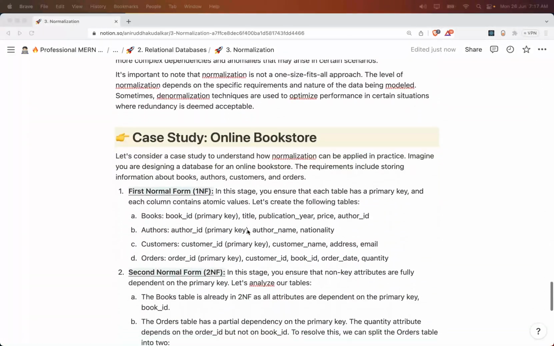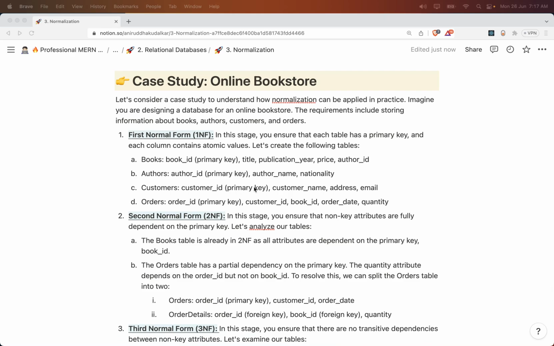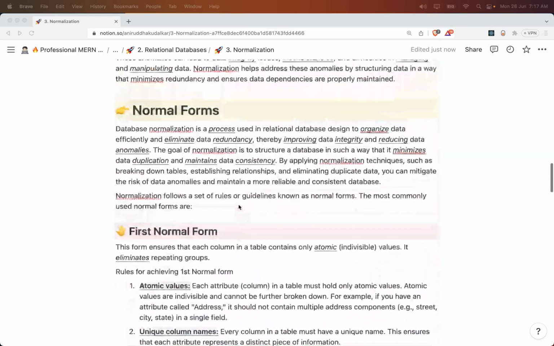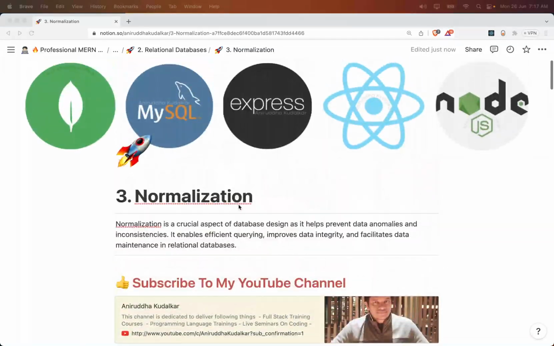Then we will conclude this chapter by working with one case study. This is how the whole chapter is curated. I hope you will learn a lot from the normalization. Thank you.